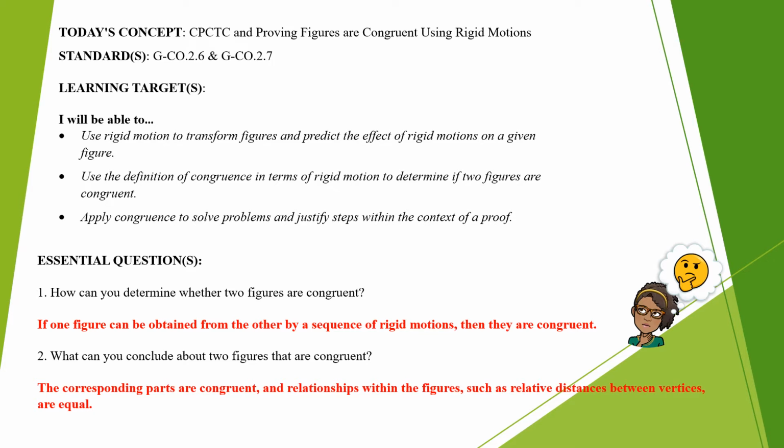The second question we need to ask ourselves is, what can you conclude about 2 figures that are congruent? Well, if the corresponding parts are congruent and the relationships between the figures, such as the distance between the vertices or the angles, are congruent, then we can say for sure that those figures are congruent.